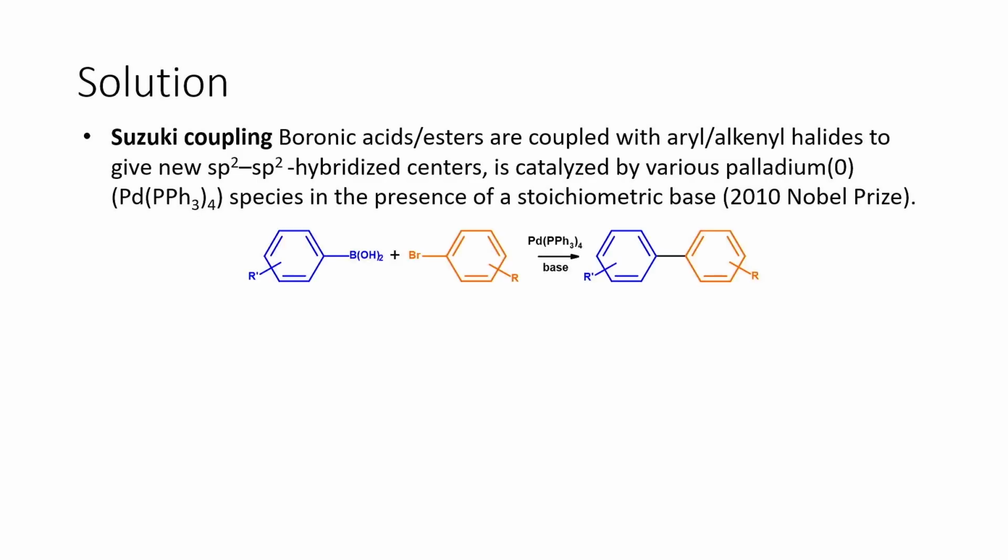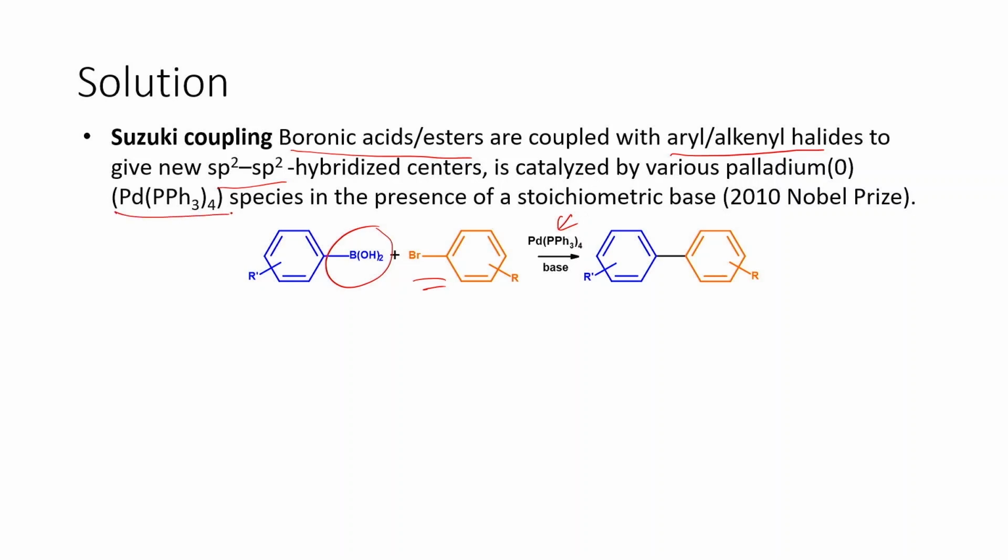So let us look at what a Suzuki coupling is. Suzuki coupling uses boronic acids or boronic esters, and these are coupled with aryl or alkenyl halides to give an sp2 hybridized center. The example given is the formation of a biaryl derivative. We have a boronic acid as one reagent, and a bromo derivative, because it is an aryl or alkenyl halide.